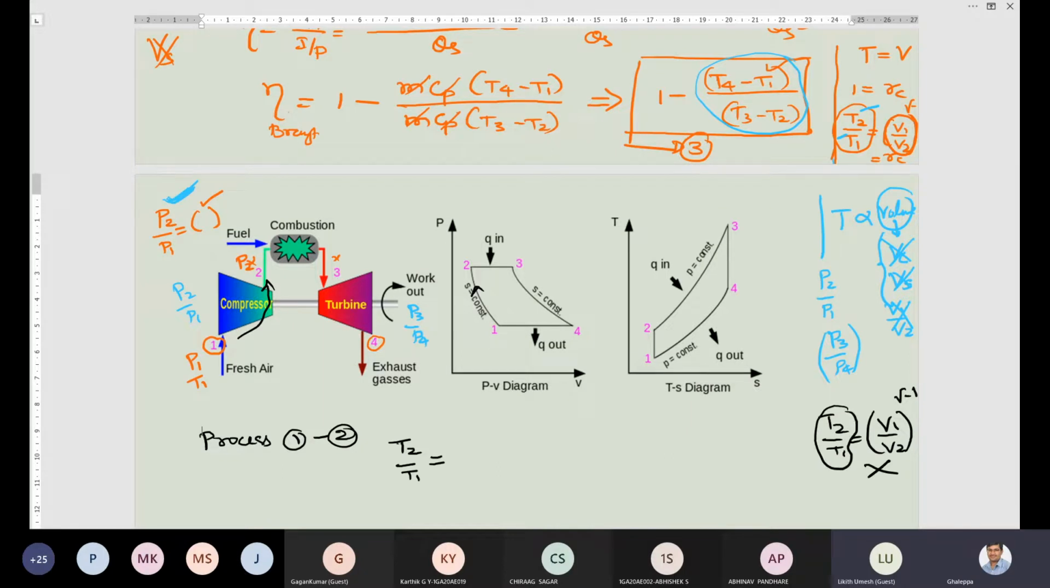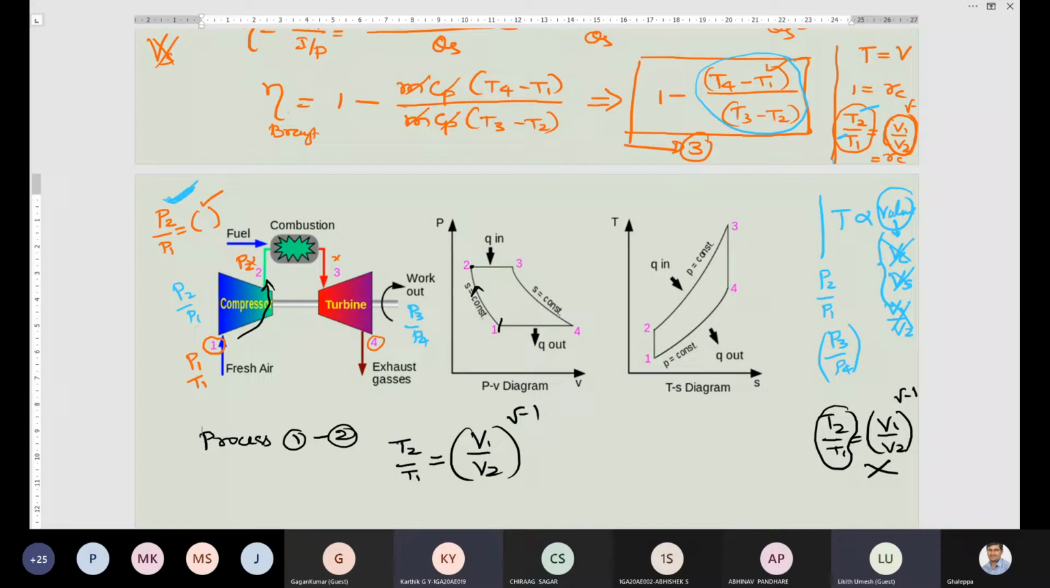I will convert V1 by V2 into pressure ratio. How to convert V1 by V2 into pressure ratio? Anybody? I cannot write this equation, but for the time being I will write it and I will convert. Is there any equation you know which gives the relation between pressure and volume? What is the type of gas? Ideal. Yes, very good.